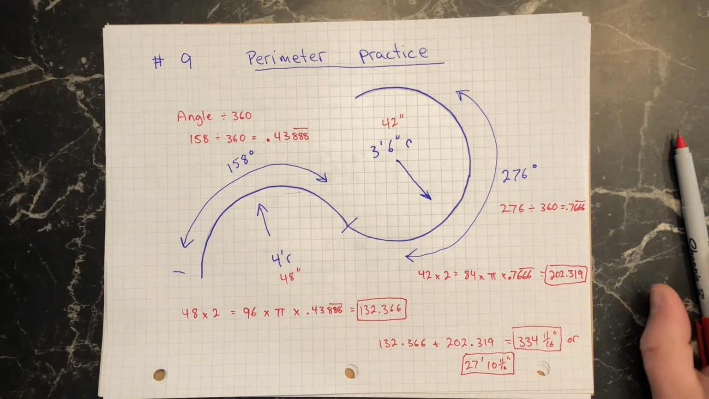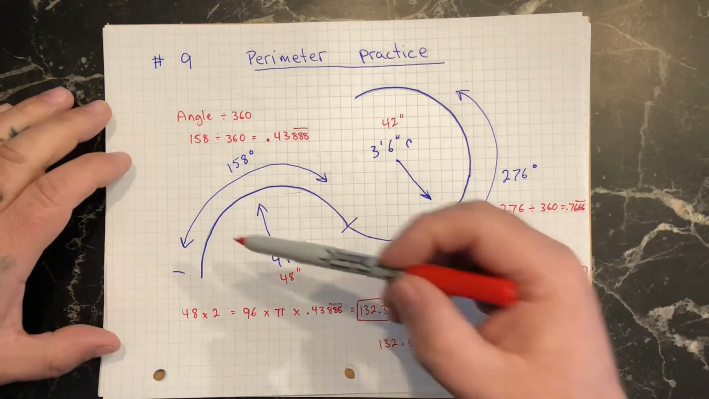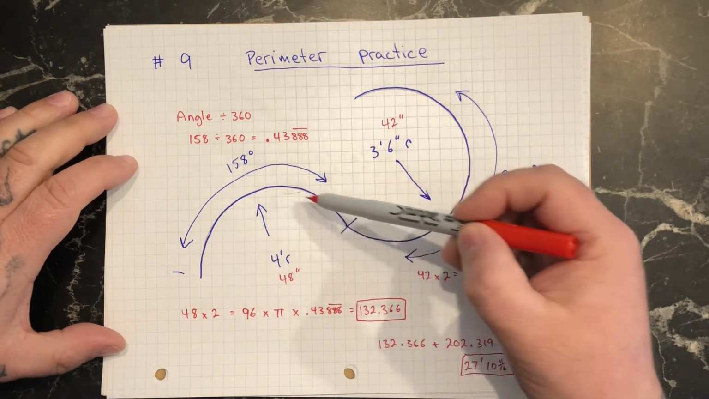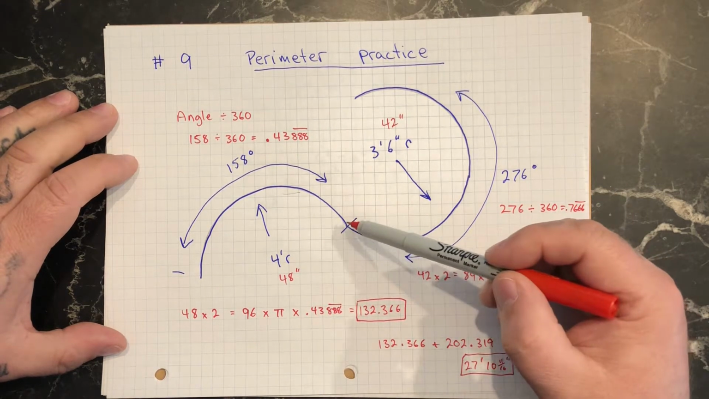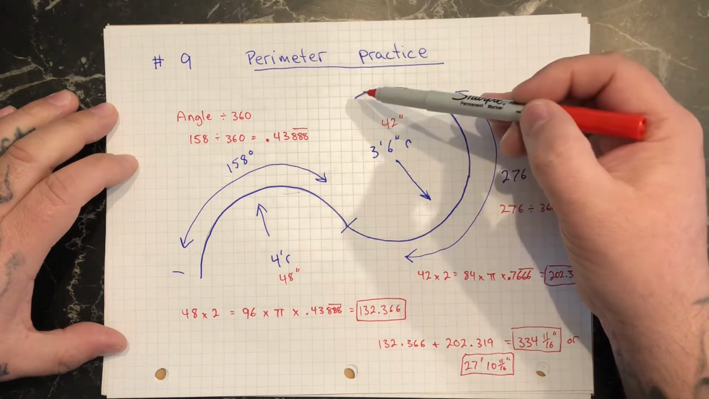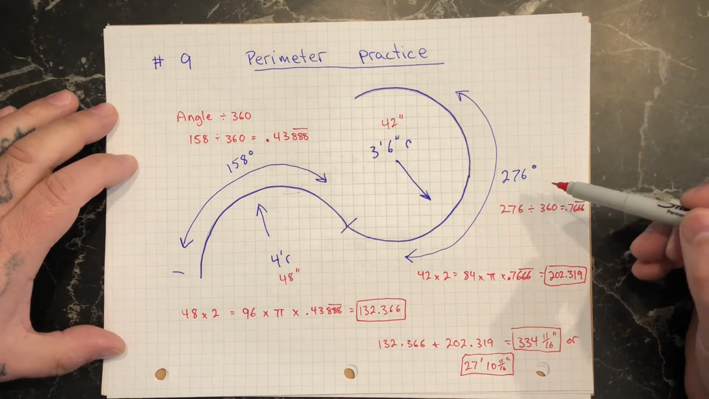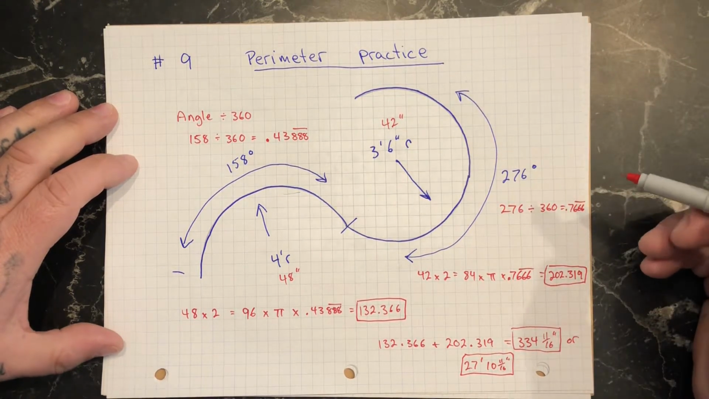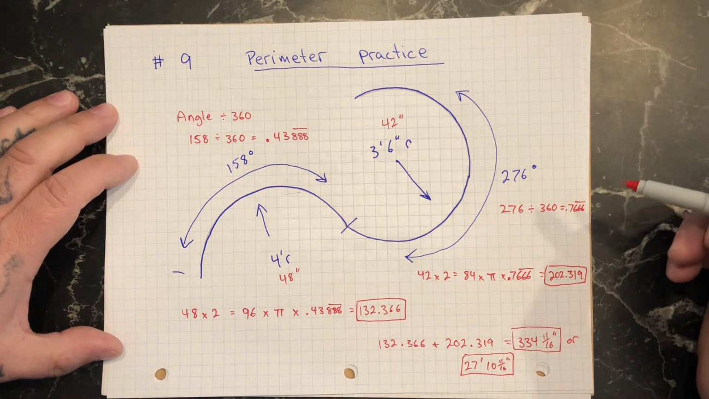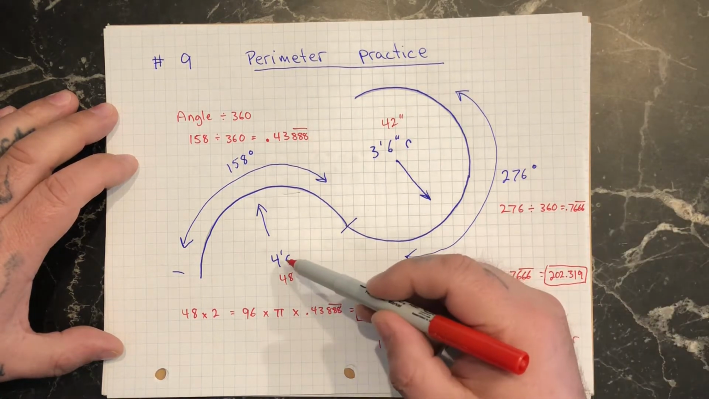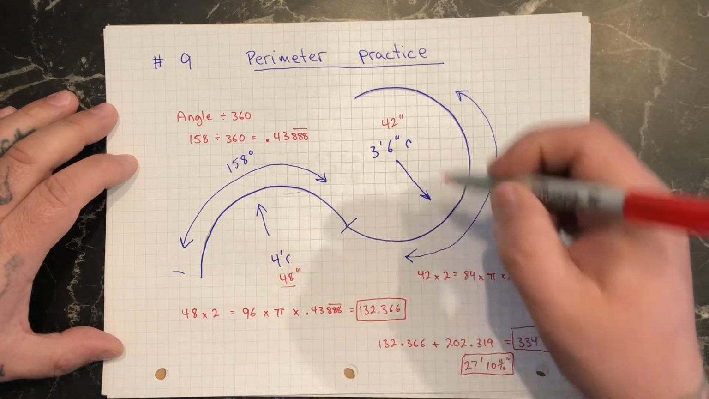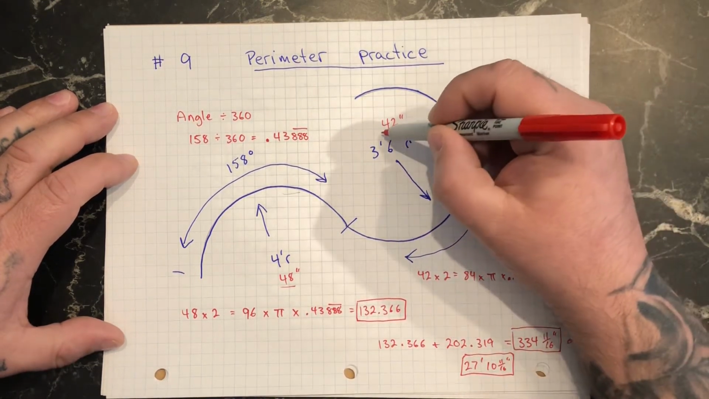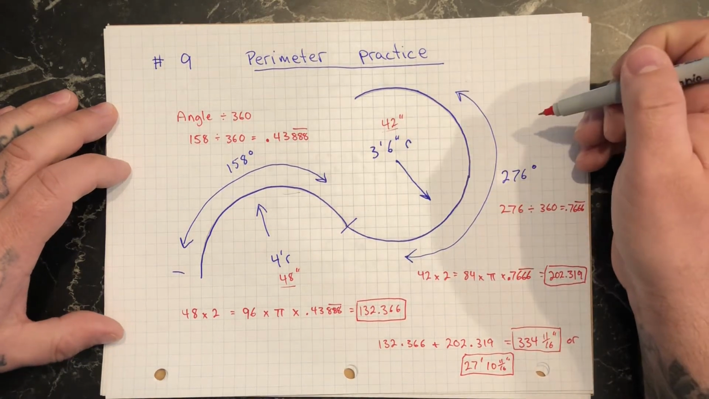So this perimeter one, it had an arc here of 158 degrees with a 4-foot radius, and then another arc here at 276 degrees with a 3'6" radius. First thing I did, I changed the radiuses to inches. So a 4-foot radius is going to be 48 inches. A 3'6" radius is 42 inches.